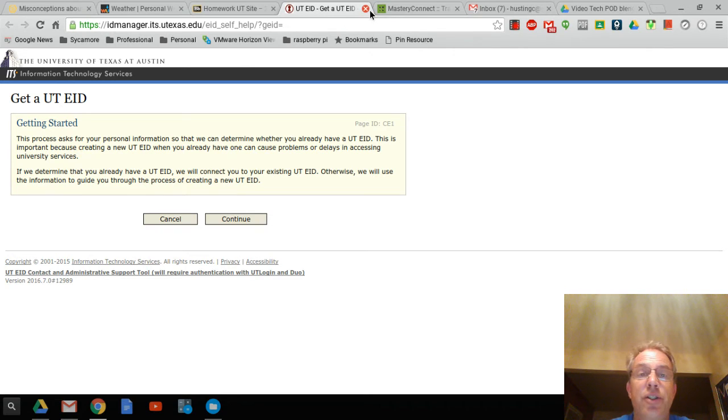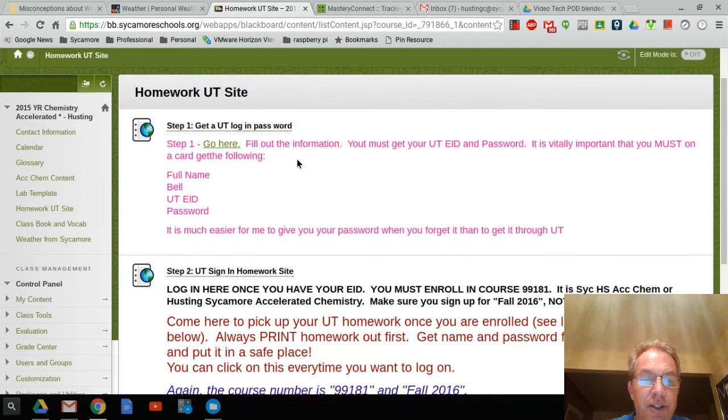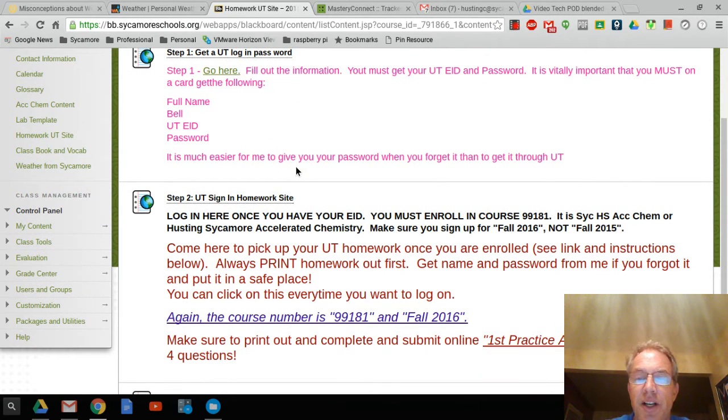Once you get your UTE ID, then what we're going to do is go down here, and you want to go to the website, and you're going to need to write down some information to enroll. The information you want to write down is, we'll look for fall 2016. The course number is 99181, and the shortened version of it is SICK HS Chem, or Houston Sycamore Accelerated Chemistry is the long name given to it. I tried to put everything down right here. There you go. And let's go ahead and click on this and see what we find.